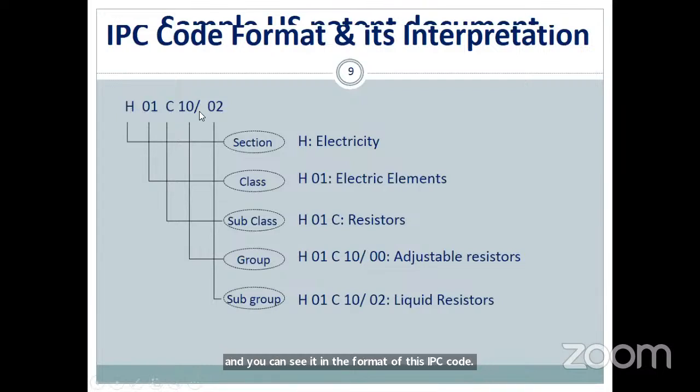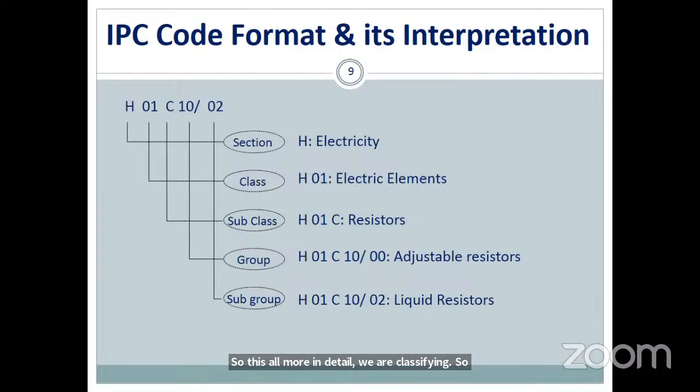If it was given like H01C10/02, then H indicates the main section. We call it a section, and the 01 next to it, the digits, is for the class. Then the third parameter is an alphanumeric character, which is the subclass. Section, class, subclass will be there, and after that the group and subgroup. So this is a more detailed classification. Initially it was identified as based on electricity, so H has been assigned.